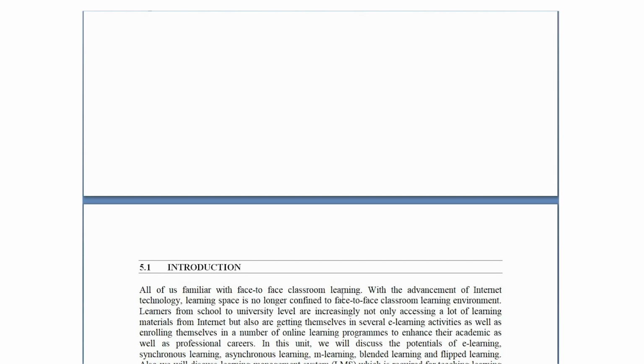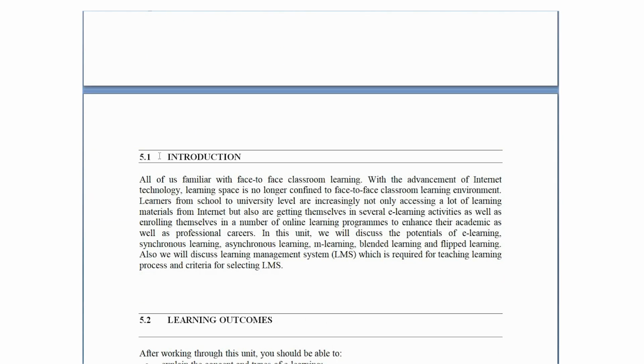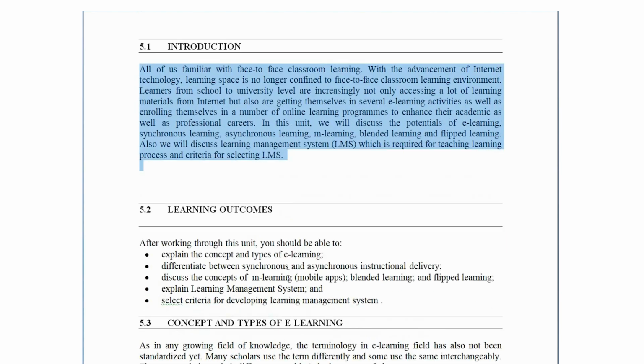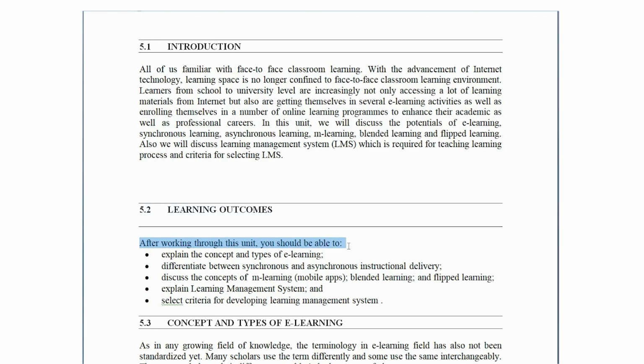In the study material, just as a faculty develops the content in a Word document, 5.1 has the introduction title, and accordingly some text description available in one paragraph. Then comes the next, on learning outcomes, which is the objective of 5.2. Here they also give some explanation: after going through this unit, you should be able to, and they have given 5 objectives.